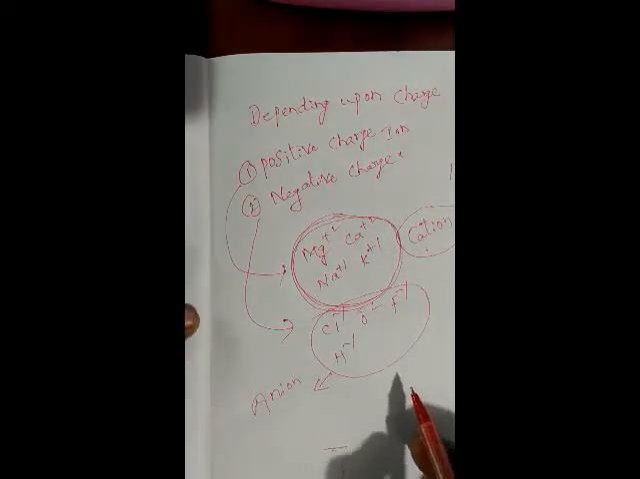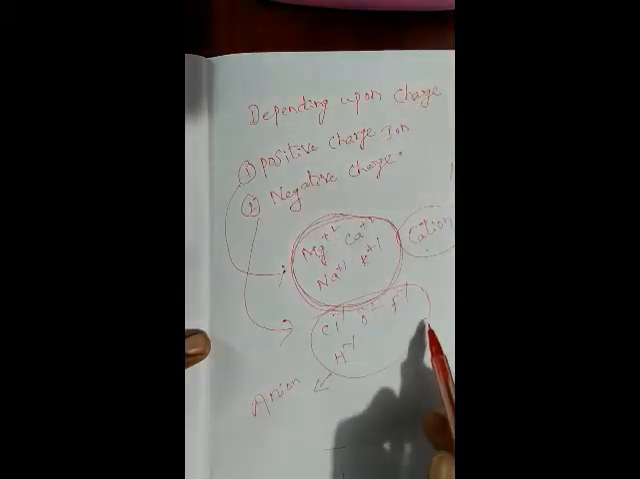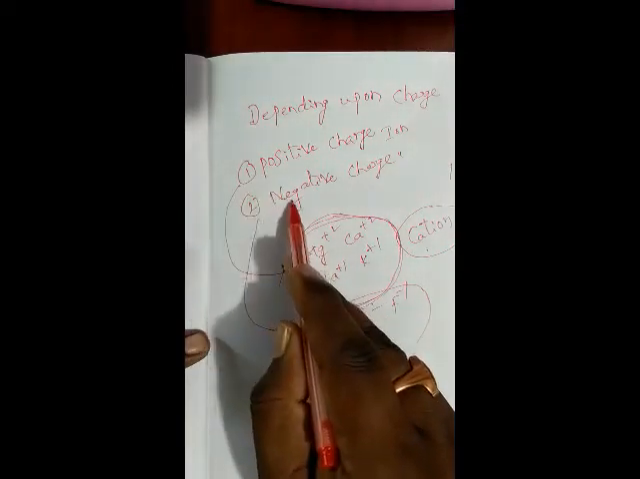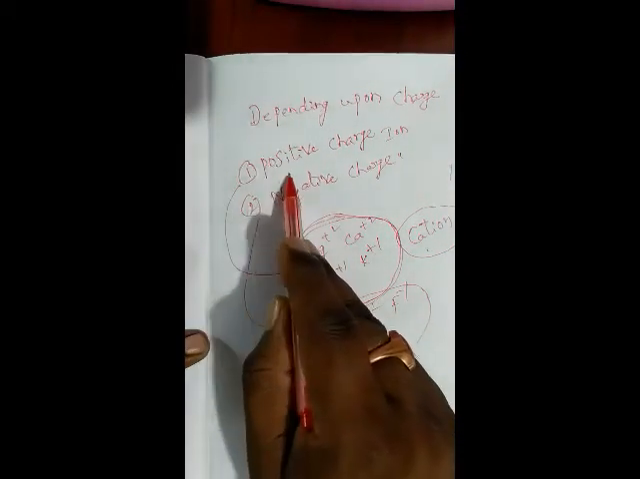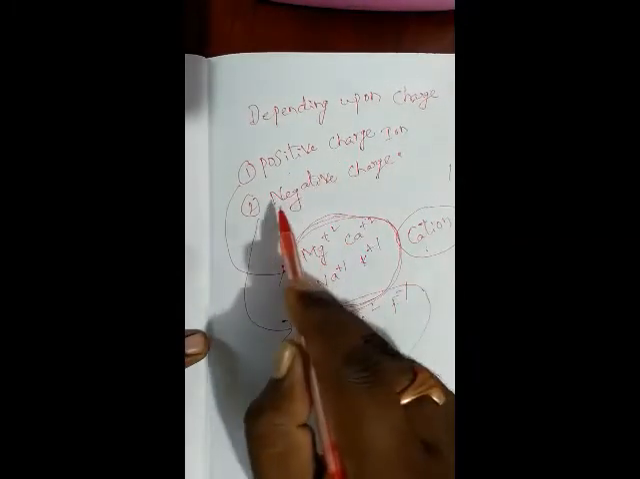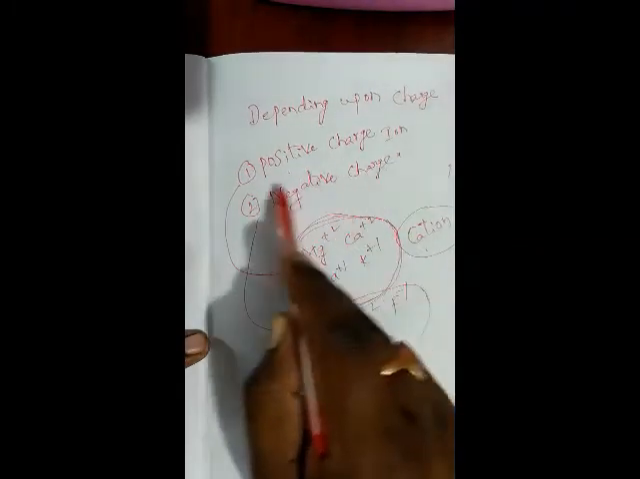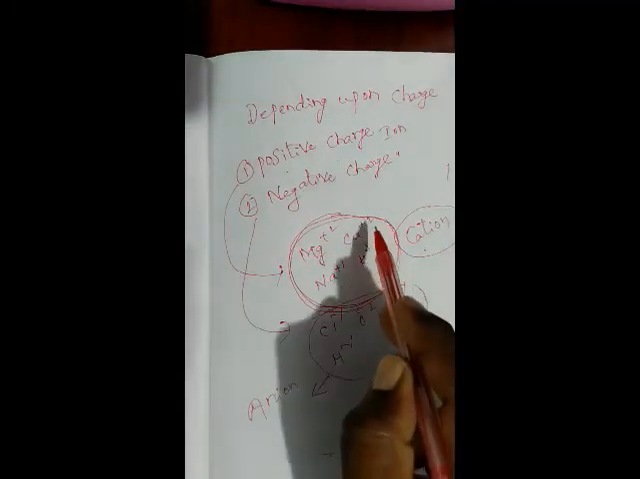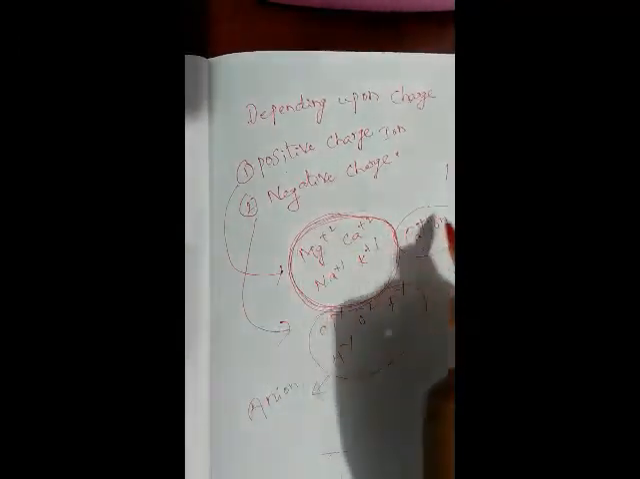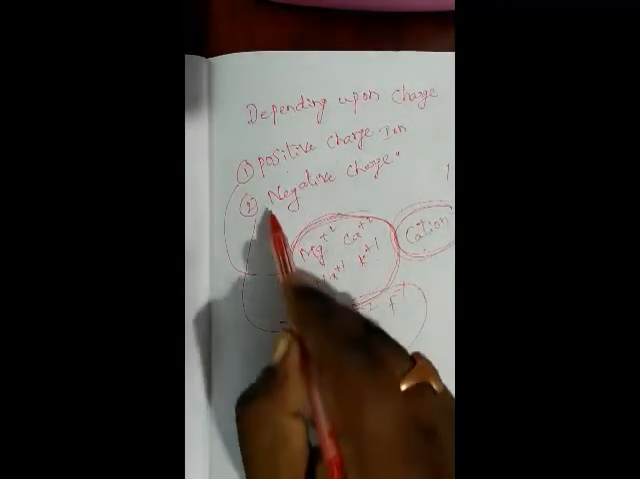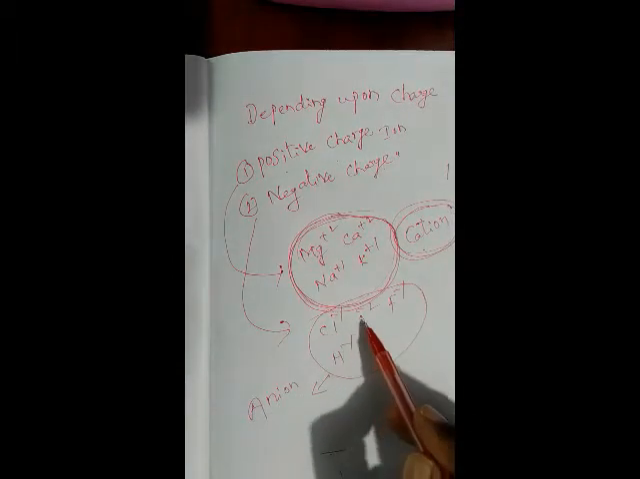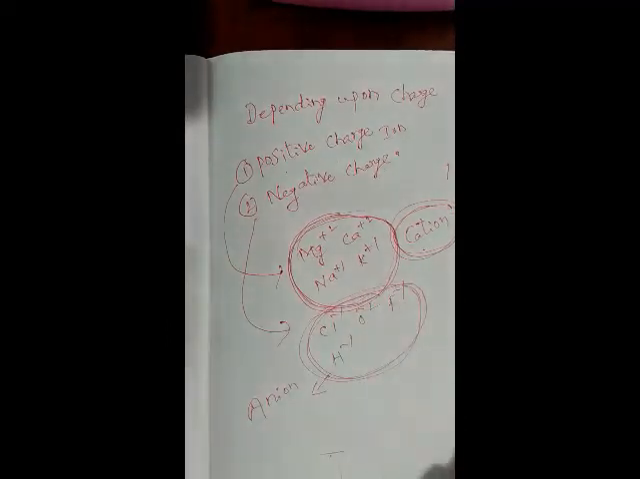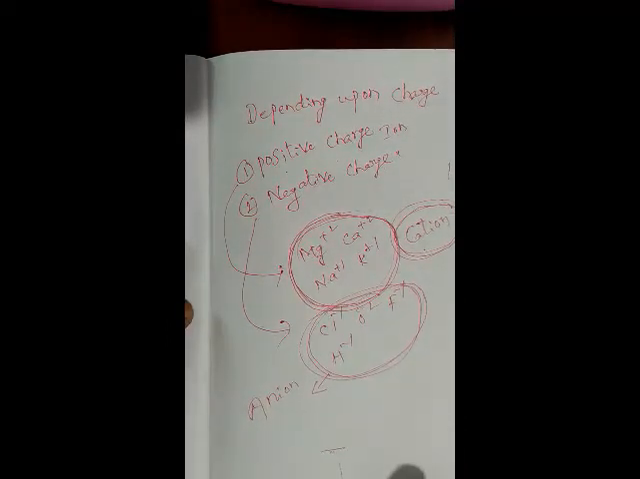One more time, see here, depending upon the charge, ions or radicals are divided into two types: positive charge ion or radical, and negative charge ion or radical. Positive charge ions are Mg plus 2, Ca plus 2, Na plus 1, and K plus 1, and they are known as cation. Negative charge radicals, for example Cl minus 1, O minus 2, F minus 1, H minus 1, are known as anion.